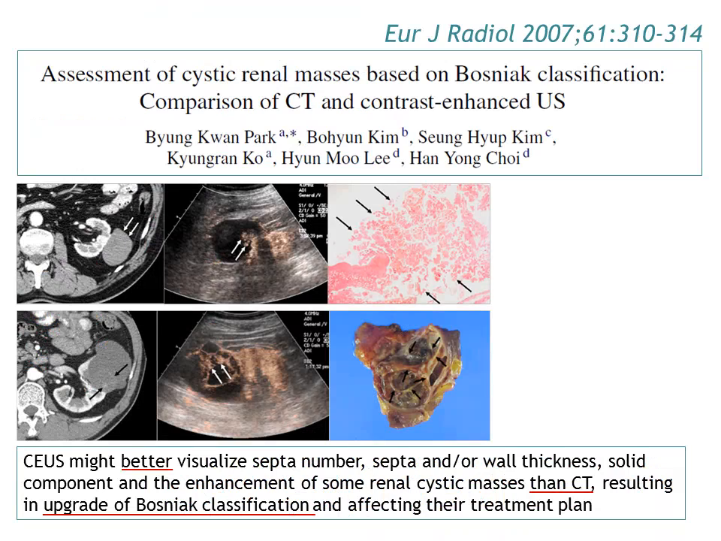This is another article entitled Assessment of Cystic Renal Masses Based on Bosniak Classification, Comparison of CT and CEUS, published by our team in 2007. And the conclusion was that contrast-enhanced ultrasound might better visualize internal architecture and enhancement of some cystic renal masses than CT, resulting in upgrade of Bosniak classification and affecting their treatment plan.